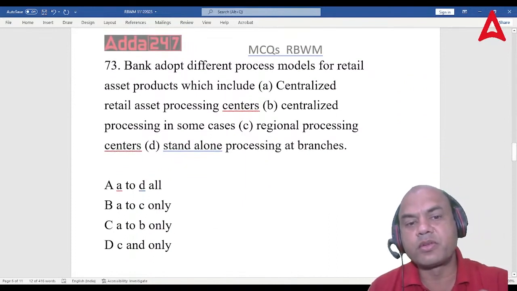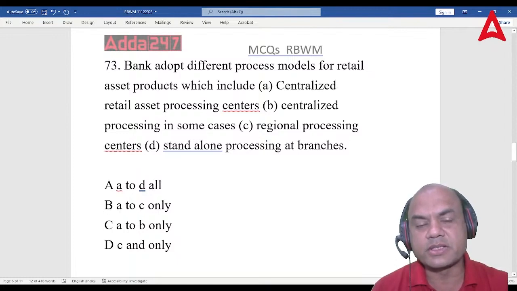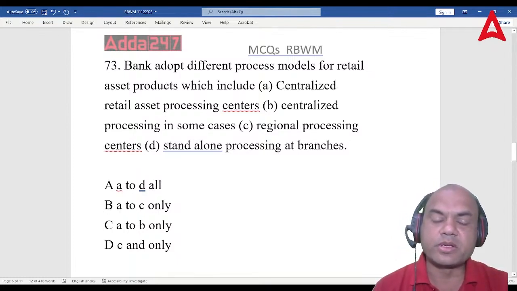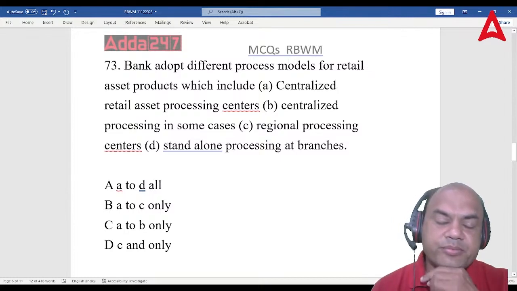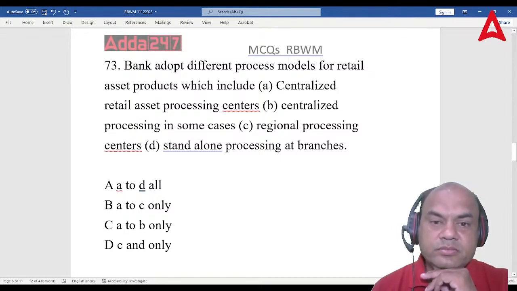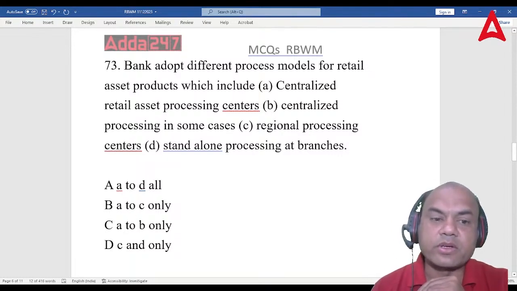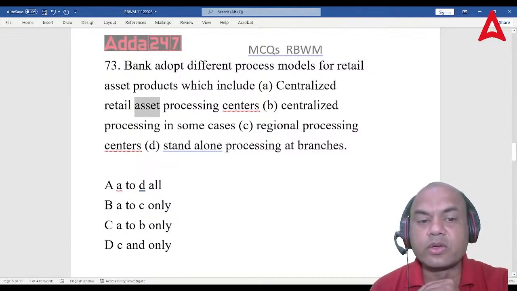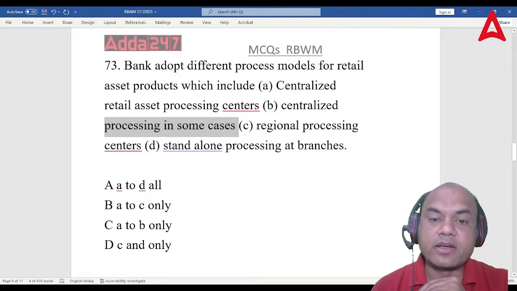Banks adopt different process models for retail asset products, which include centralized retail asset processing centers, centralized processing in some cases, regional processing centers, and standalone processing at branches. What is the difference between A and B? In A we are only focusing on asset loans, but in B we are focusing on loans as well as deposits, assets and liabilities both. So that is the difference.